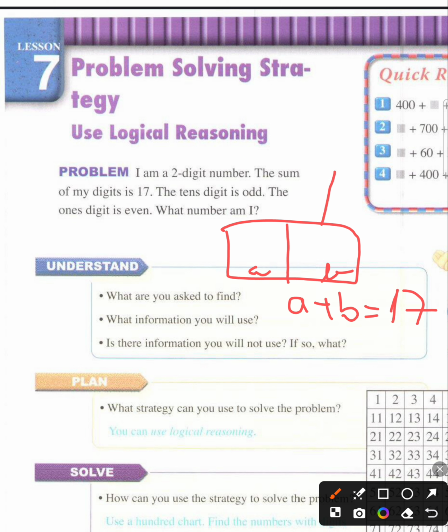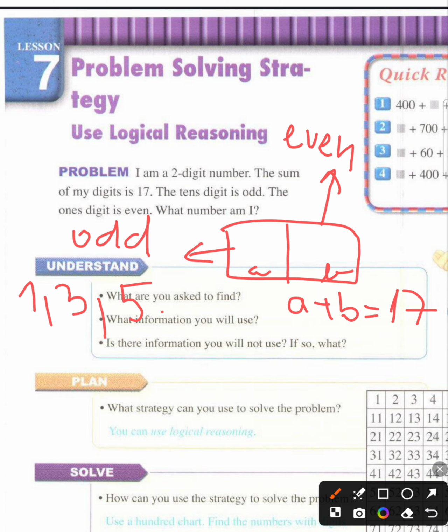Here are the ones, it is even. And this is the number which must be the tens, they are odd. Okay, if the numbers are odd, it means it must be 1, 3, 5, 7, 9. And if they are even, it can be 2, 4, 6, 8.